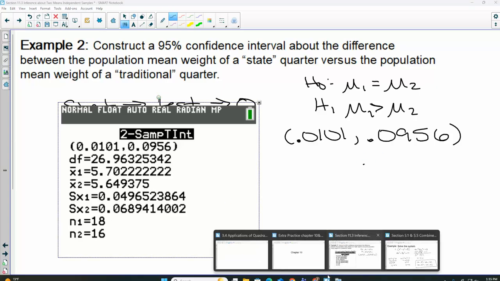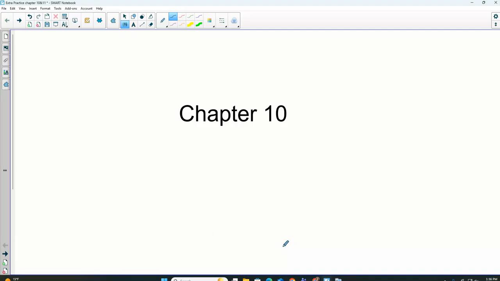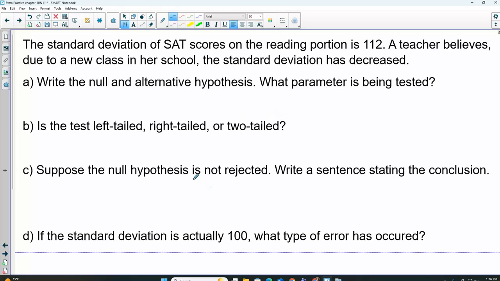I want to switch over to these slides. I think I have extras of both chapters 10 and 11, so I want to work through some, if not all, of these. So, first one. The standard deviation of SAT scores on the reading portion is 112. A teacher believes due to a new class in her school, the standard deviation has decreased. Write the null and alternative hypothesis.